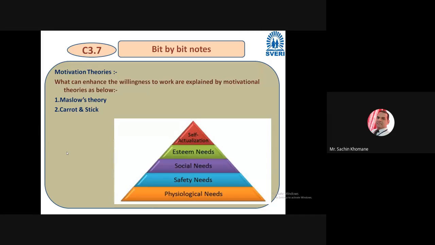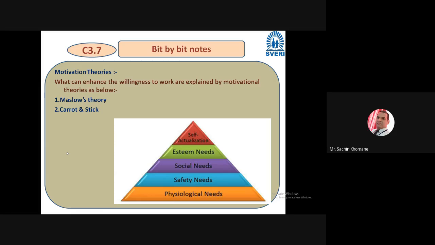Then safety need. Everybody is having safety need, right? Maybe you can say money, right? Insurance. Then social needs, that also there. Then esteem needs and self-actualization. So basically there are 5 basic needs: physiological need, safety need, social need, esteem need, and self-actualization need. So this is a triangle. Actually, we are going to discuss again in detail every aspect, these 5 needs in detail. But let us understand here with the help of this pyramid.